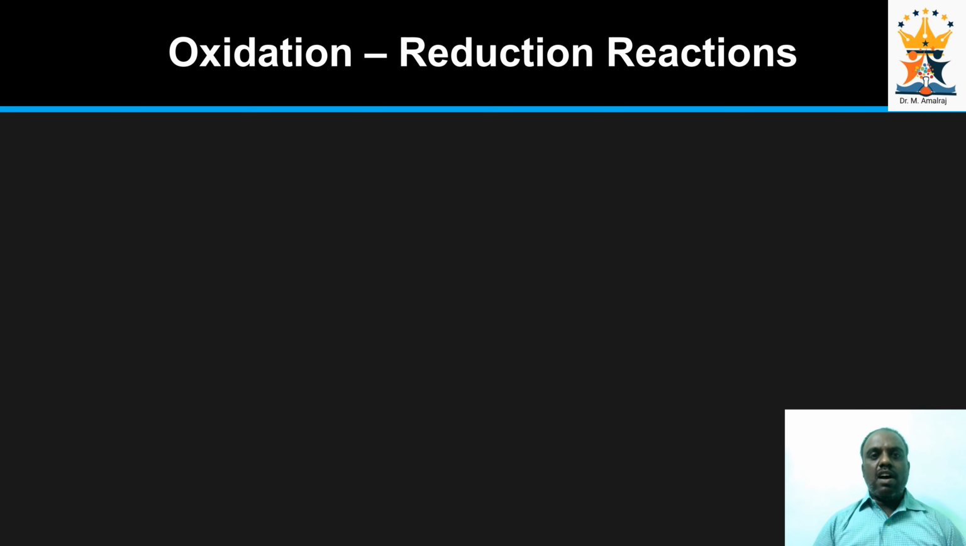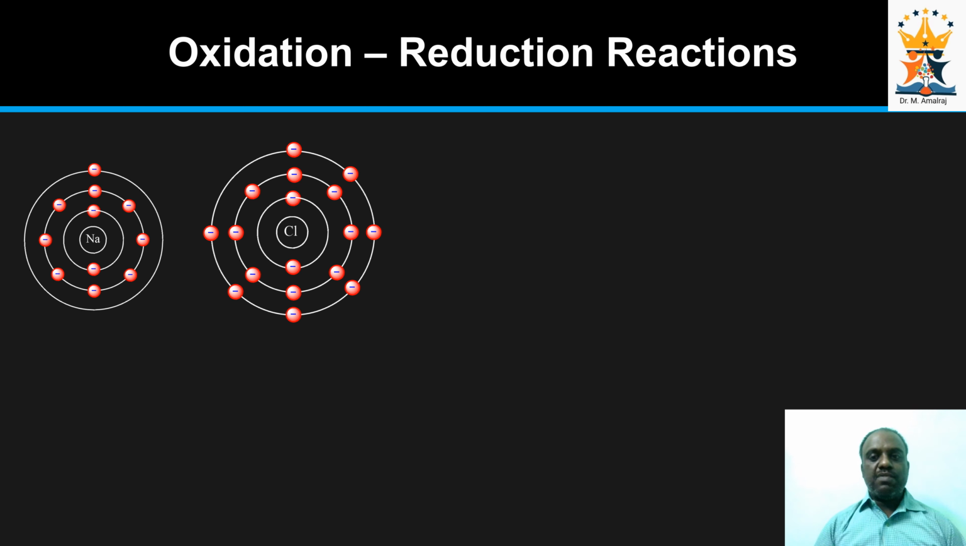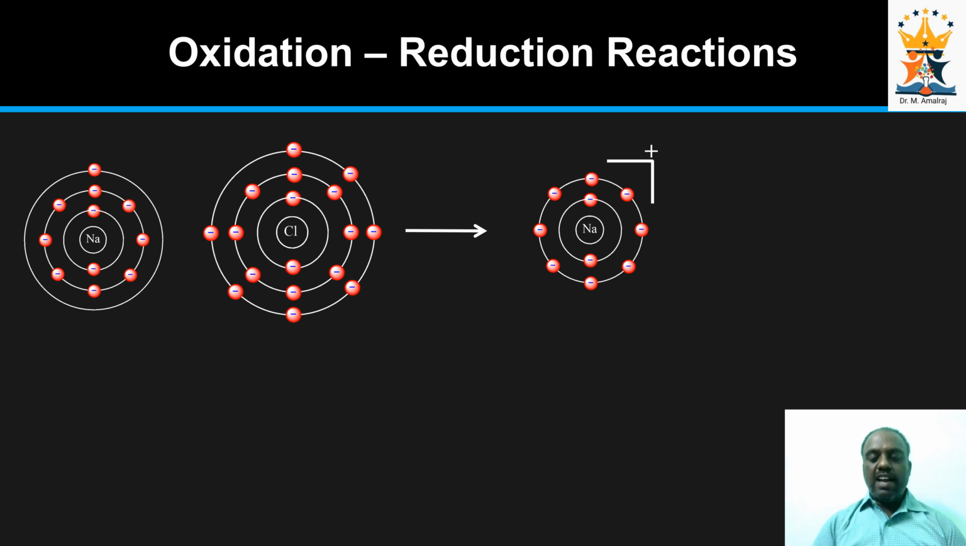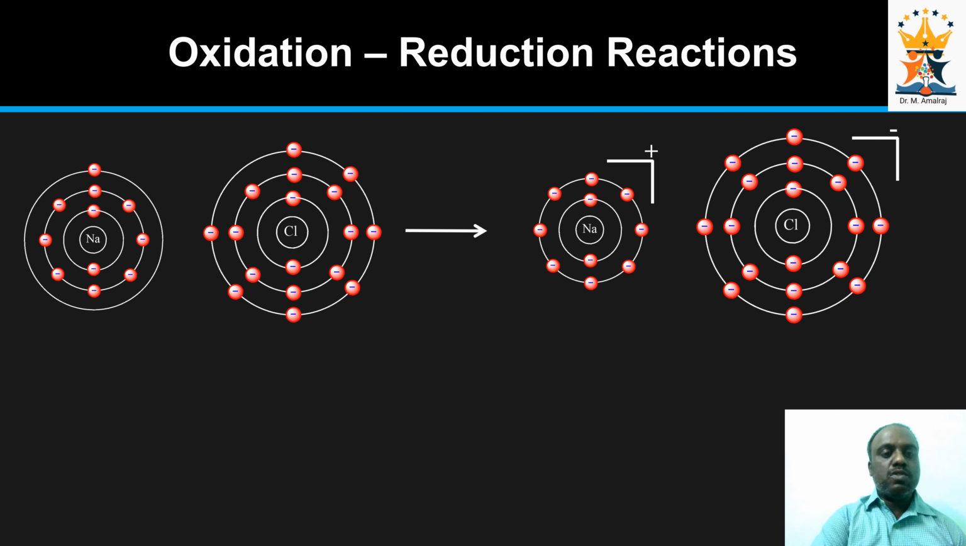Now let us discuss oxidation and reduction reactions with one more example. Let us consider the formation of sodium chloride. In this case, the sodium atom reacts with the chlorine atom to form sodium chloride. That means the sodium loses the electron and chlorine gains the electron during the formation of sodium chloride. You can see the reaction. See, the valence electron of sodium is lost during the course of the reaction, and it is gained by the chlorine, leading to the formation of Na plus ion and Cl minus ion.